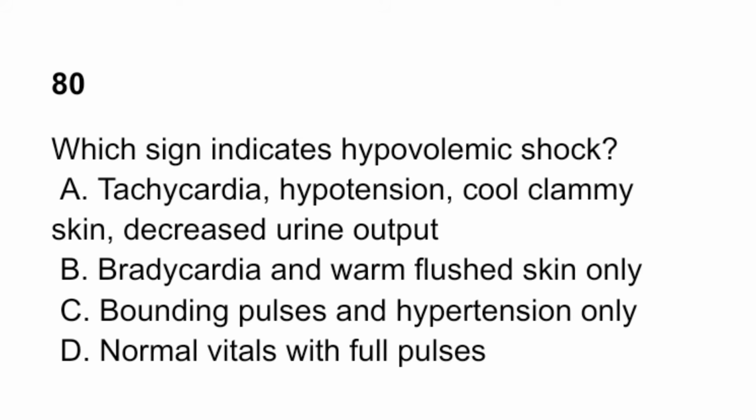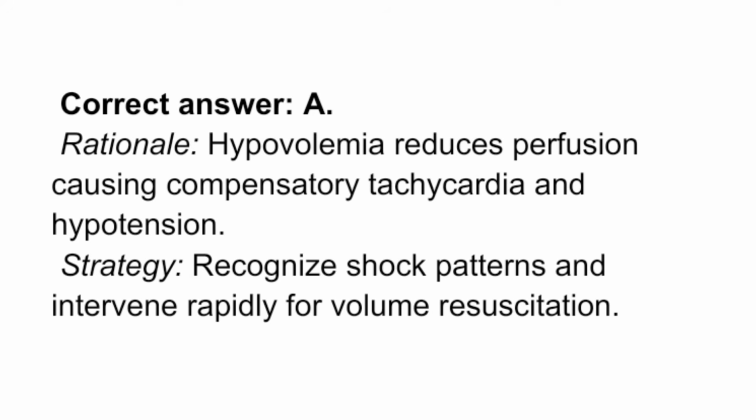80. Which sign indicates hypovolemic shock? A. Tachycardia, hypotension, cool clammy skin, decreased urine output. B. Bradycardia and warm flushed skin only. C. Bounding pulses and hypertension only. D. Normal vitals with full pulses. Correct answer, A. Rationale: hypovolemia reduces perfusion causing compensatory tachycardia and hypotension. Strategy: recognize shock patterns and intervene rapidly for volume resuscitation.